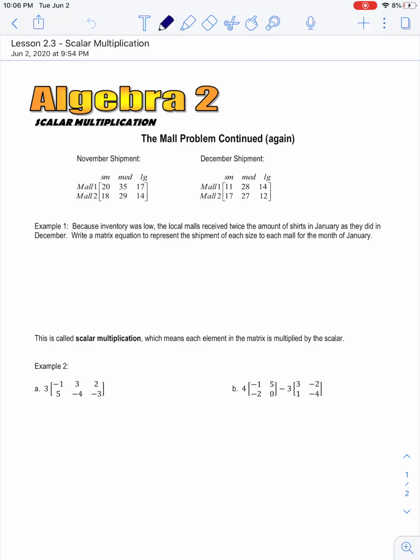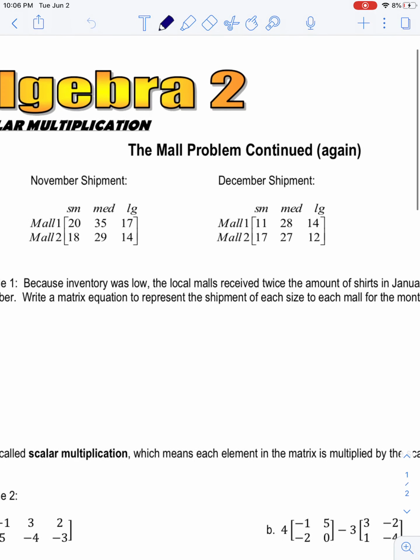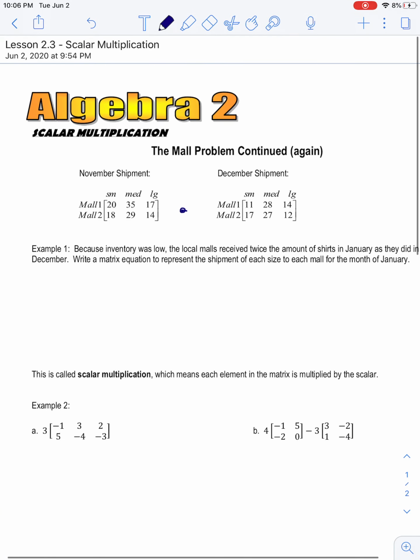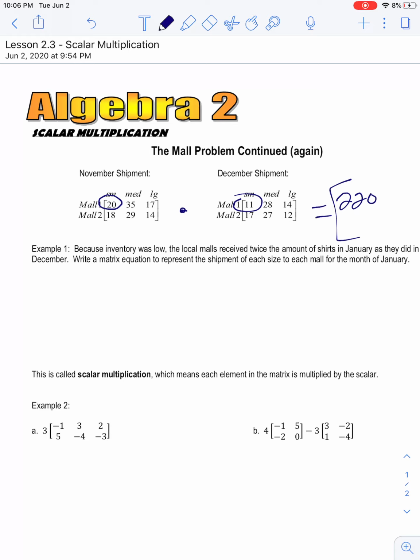This lesson is on scalar multiplication. I want to start out by talking about multiplication with matrices, because when you see multiplication here, you might think that we're going to be taking two matrices and multiplying them together. And then you might think, if it's similar to adding and subtracting, that you would take the corresponding elements, like 20 and 11, and multiply them together and get 220, and so on.